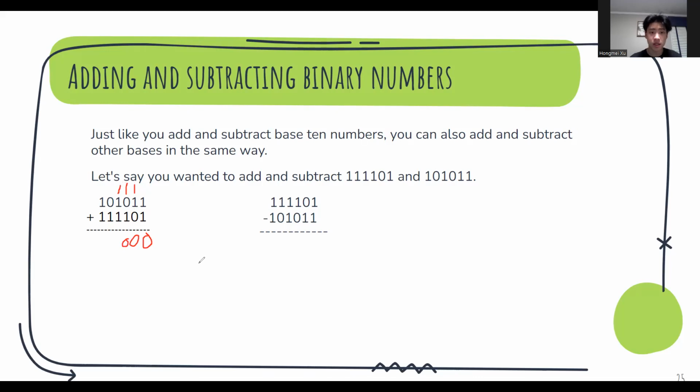Now 1 plus 1 plus 1 is 3, right? And what is 3 in binary? It's 1, 1. So now you put the 1 here, and then you put the 1 here. 1 plus 0 plus 1 again is 1, 0. 1 plus 1 plus 1 is 1, 1.